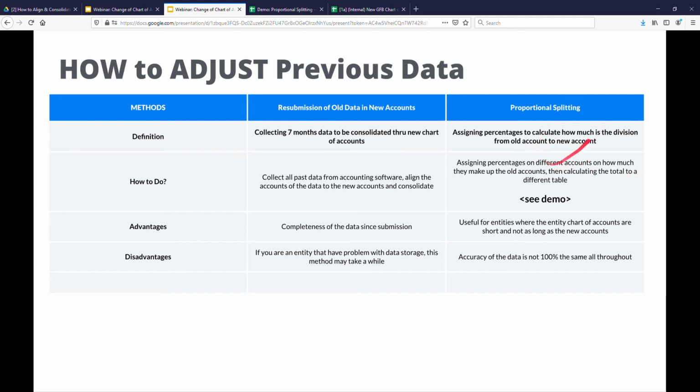The reason why I'm suggesting this method as well is that in case you are one of those entities whose chart of accounts is not that specific or not that extensive, then it's going to be hard to specify exact numbers for the new chart of accounts, right? So the best way is to just do estimates rather than focus on accuracy. So through the proportional splitting, how do we do this?